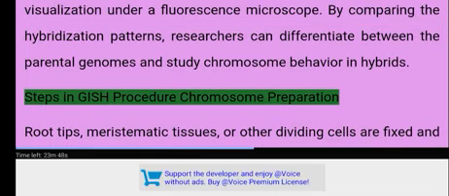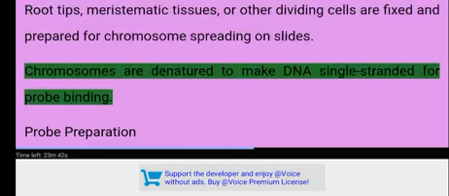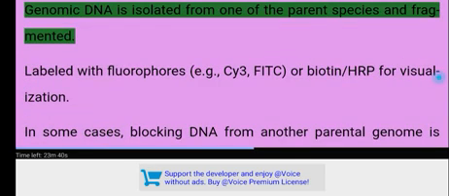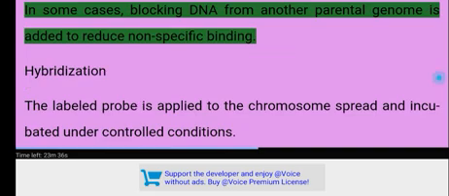Steps in GISH procedure: chromosome preparation. Root tips, meristematic tissues, or other dividing cells are fixed and prepared for chromosome spreading on slides. Chromosomes are denatured to make DNA single-stranded for probe binding. Probe preparation. Genomic DNA is isolated from one of the parent species and fragmented, labeled with fluorophores, e.g., Cy3, FITC, or biotin-HRP for visualization. In some cases, blocking DNA from another parental genome is added to reduce non-specific binding.